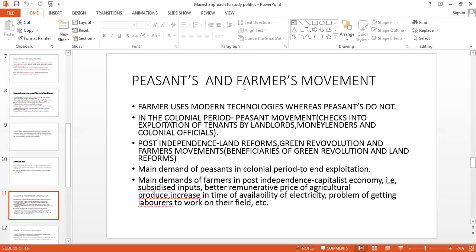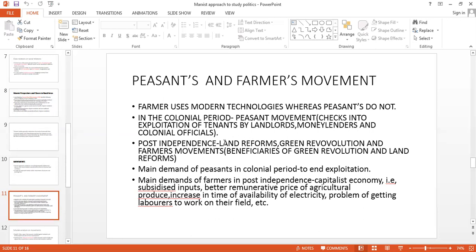That is during the colonial period and during the post-independence period. So during the colonial period, it was mainly peasant movements. Peasant movements faced problems like exploitation by landlords, money lenders, and colonial officials. Their protest was against the exploitation of tenants by landlords, money lenders, and colonial officials.